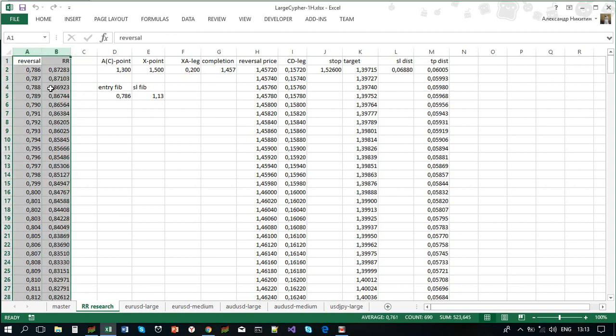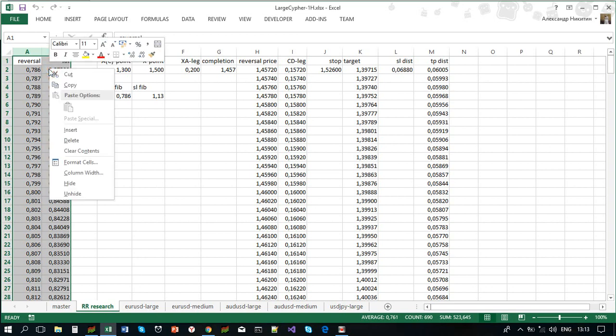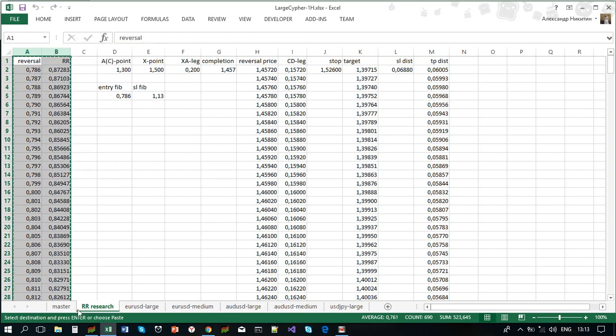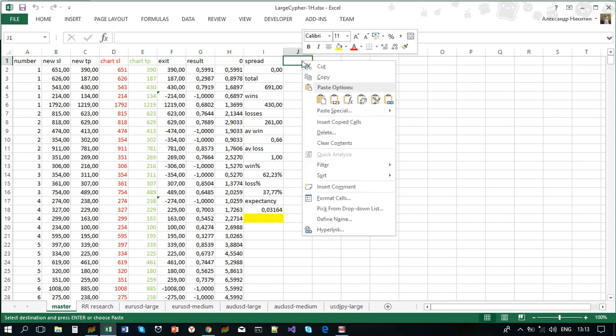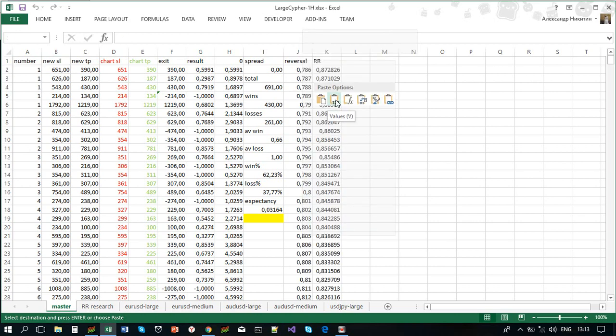Yes, I want. I will answer these questions. And let me copy that, go to the master spreadsheet, and paste them here. I don't need the formula, I will only paste the values of them. Okay, now let's calculate the frequency.